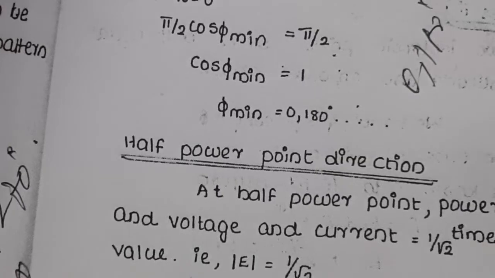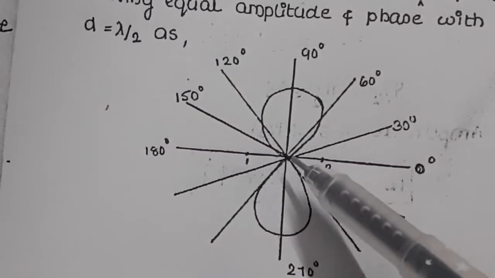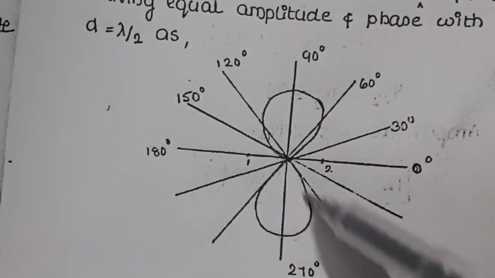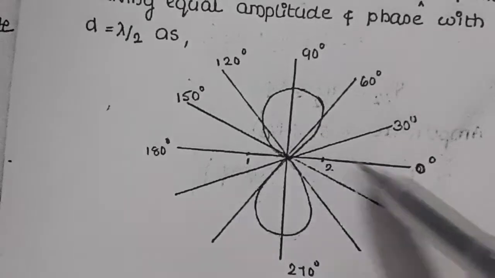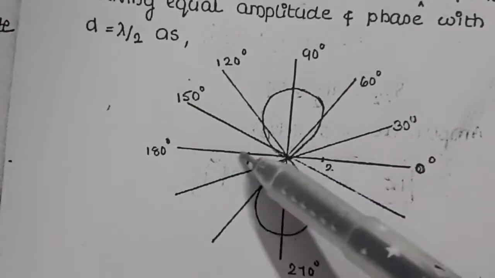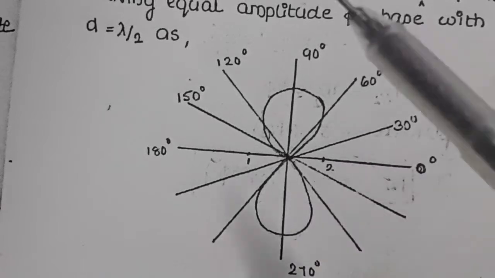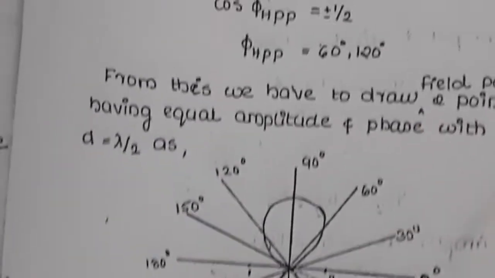Now this is the radiation pattern of the given source. We see that the maximum value is attained at 90 degrees and 270 degrees, but at 0 and 180 degrees there is no radiation, that means the minimum. So this is the radiation pattern of the 2 point sources placed at a distance lambda by 2.